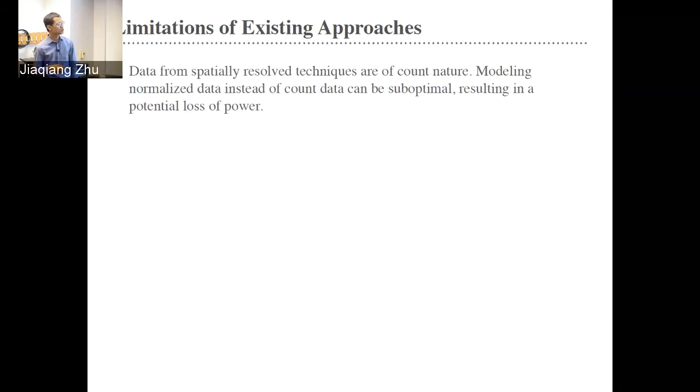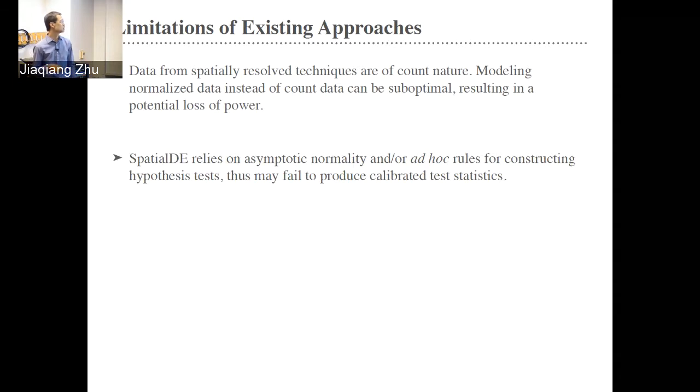There are several limitations of these two existing methods. First, the data from the spatially resolved technique are count data, but both methods transformed the count data into normalized data before analysis. So modeling the normalized data instead of count data can be suboptimal, which may lead to a potential power loss. Second, the spatial DE relies on asymptotic normality and also the ad hoc minimum p-value rule for constructing hypothesis tests. Therefore, it may fail to produce calibrated test statistics.